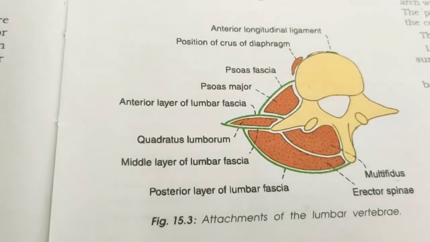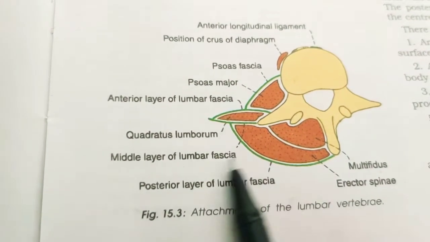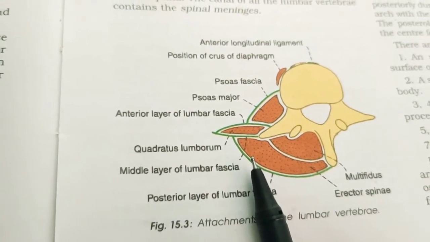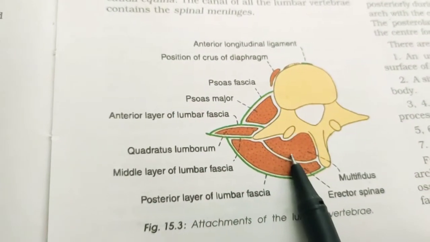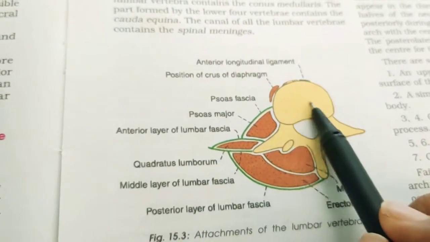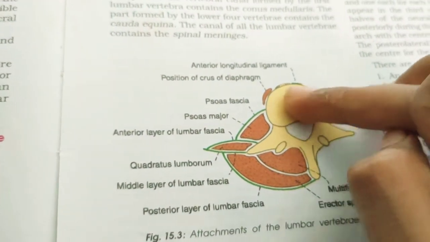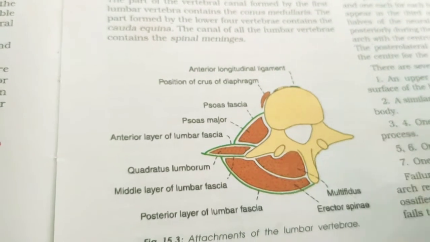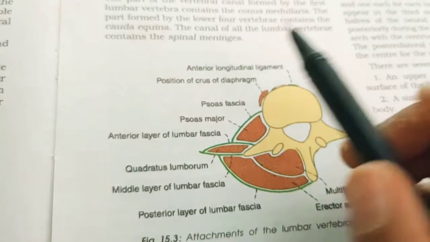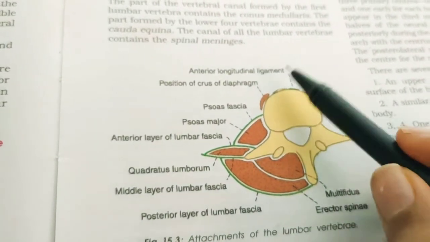By looking at this diagram, we can clearly understand the different muscle attachments. So let us start with it. First, coming to the upper and lower surface. The upper and lower surface provide attachment to the intervertebral disc. Between this vertebra and the other vertebra, there will be an intervertebral disc in between, and the upper and lower borders give attachment to the anterior and posterior longitudinal ligament.